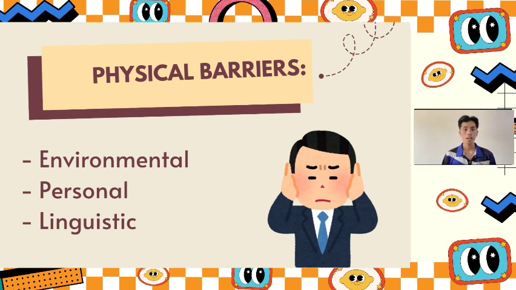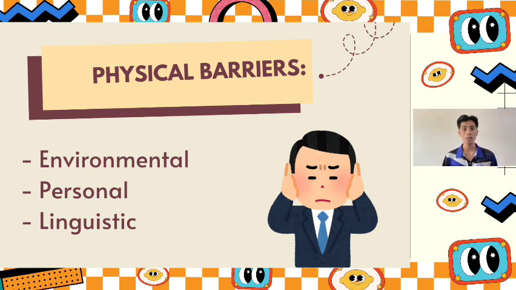Another example of an environmental barrier is the distance from the speaker. Being too far away from the speaker makes it harder to hear, especially if the speaker's voice is soft or the environment is noisy. And the last example is physical obstructions. Walls, furniture, or other objects can block the sound waves, reducing the clarity of the message.